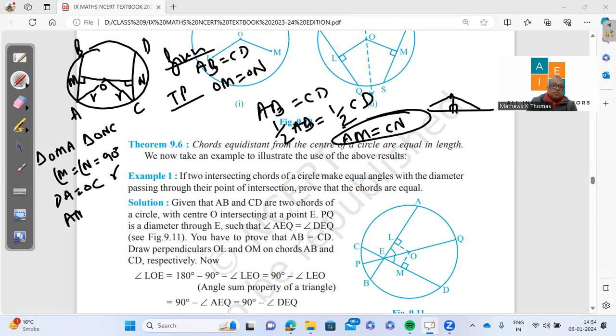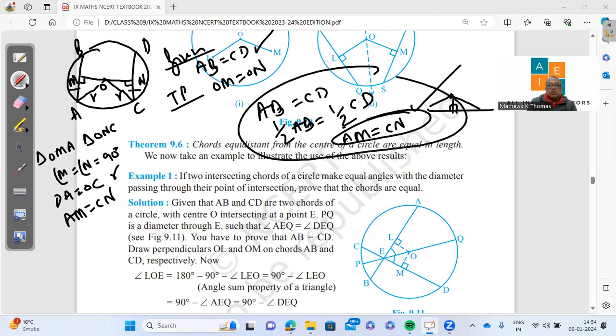So we get AM equal to CN. That will be our third condition. So we had MN and 90, OA and OC equal, and we have AM equal to CN. Why are AM and CN equal? Because the chords were given equal. So half of AB and half of CD are equal. Half AB is AM and half of CD is CN, so AM equals CN. We have to show this step here.